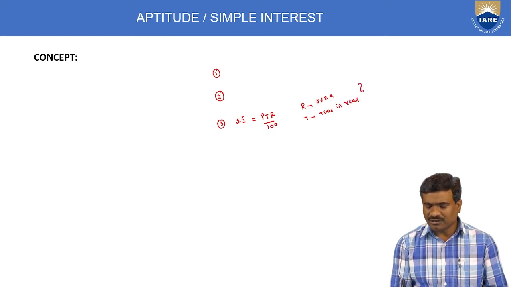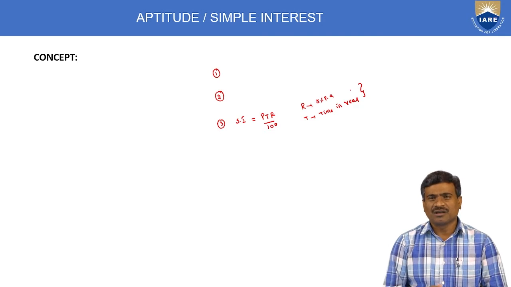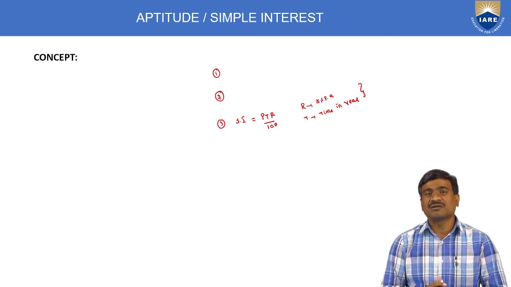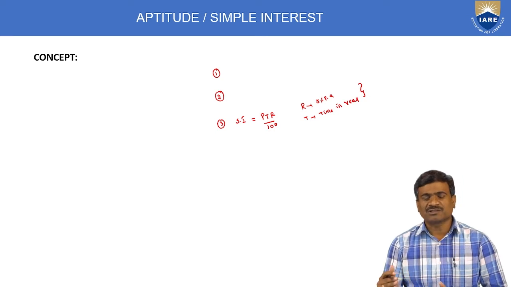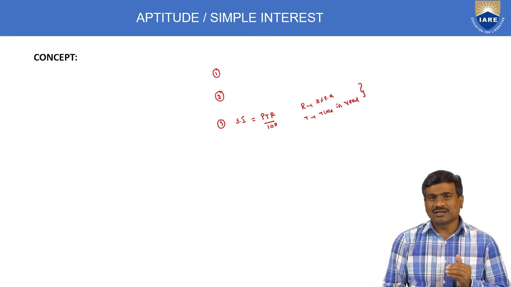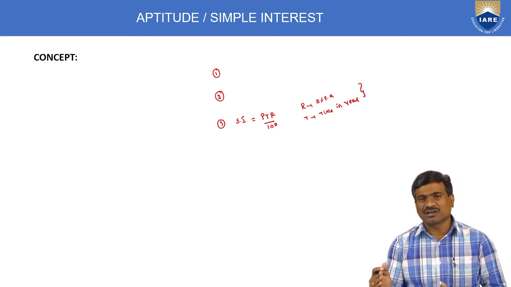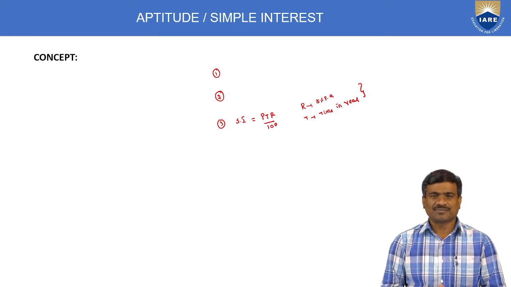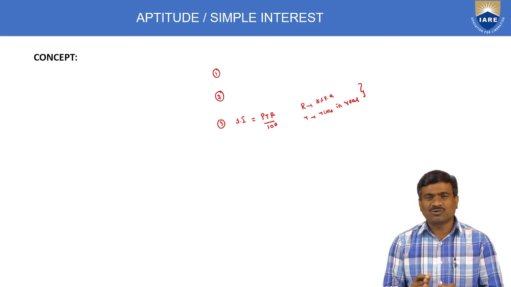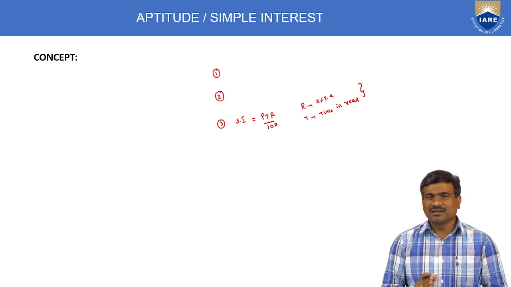Condition: the rate of interest and time are converted into the same units. Suppose the rate of interest per month is given, then convert time into months. If the rate of interest per annum is given, then convert time into years. Notation: month converts into a year by dividing by 12. Year converts into a month by multiplying by 12.